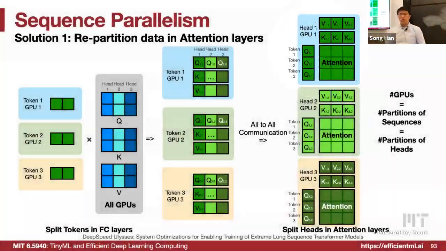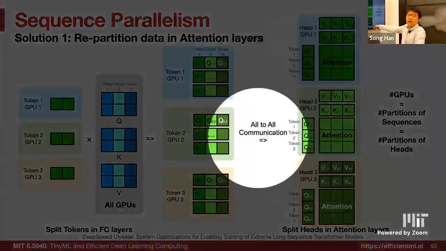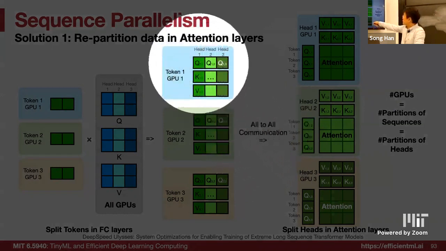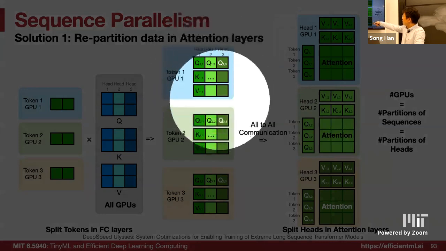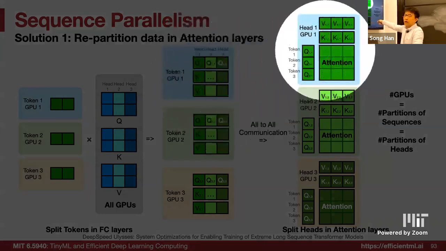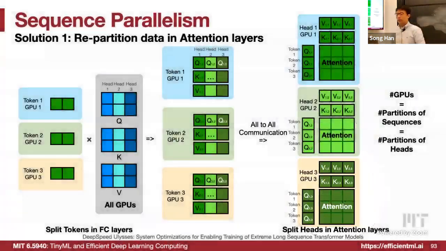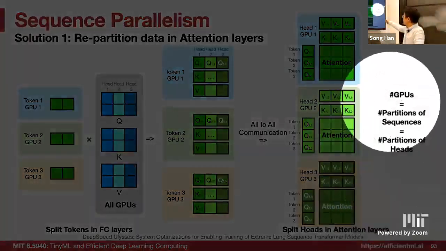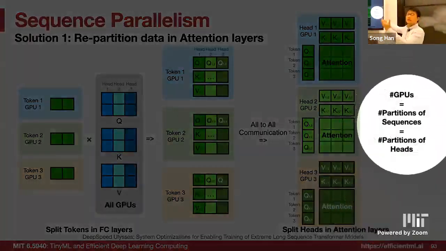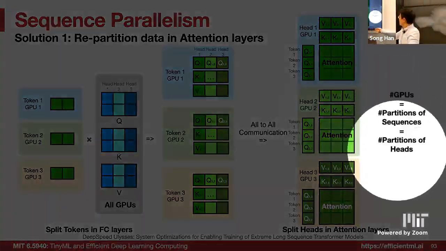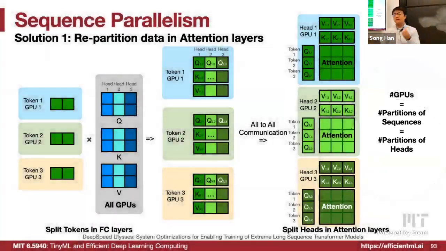This way, you can see where the communication happens. Communication happens here; we need to do all-to-all communication. Previously each GPU had green, light green, dark green. Now GPU1 has everything related to green, GPU2 everything related to light green, GPU3 everything related to dark green. So the number of GPUs is equal to the number of partitions in the sequence, since we chop the sequence into 3 parts and have 3 GPUs, and also equal to the number of heads. In this example, we have 3 heads.